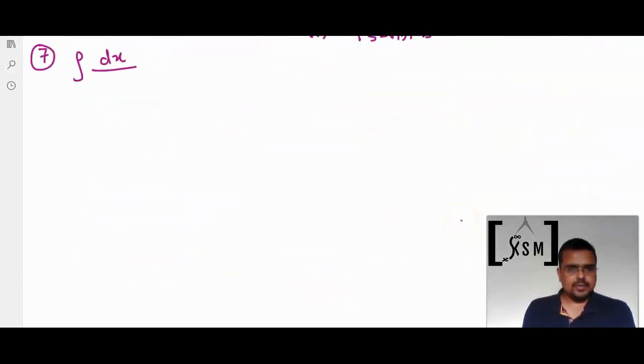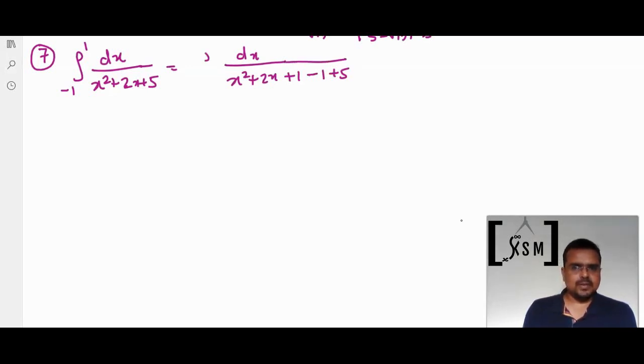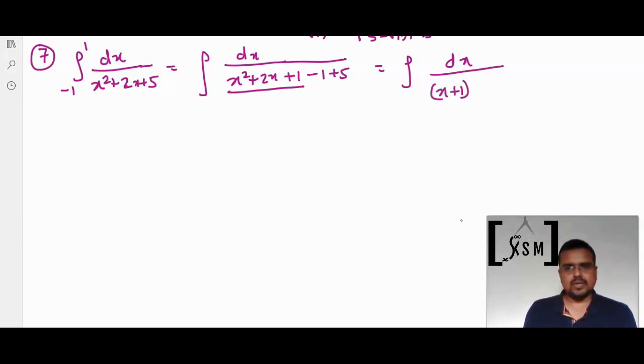Integration of dx over x square plus 2x plus 5, and limit is from -1 to 1. So again we'll convert it into a perfect square. So we are doing it dx over x square plus 2x plus 1, and then we'll balance it with -1, and then plus 5 is there. That's how we do every time, right? Because this part has become a perfect square. So I will rewrite it dx over x plus 1 whole square, plus this part is 4, which is 2 square.